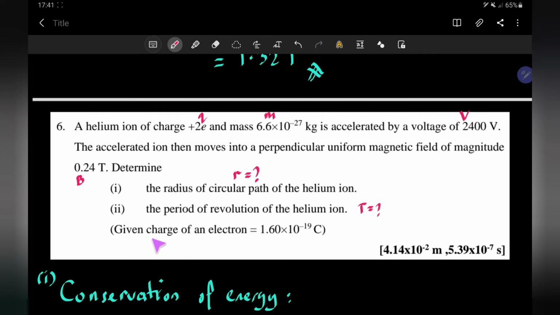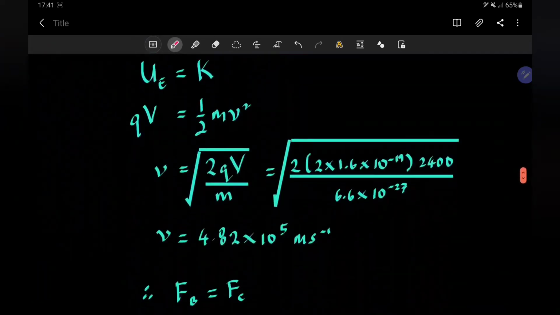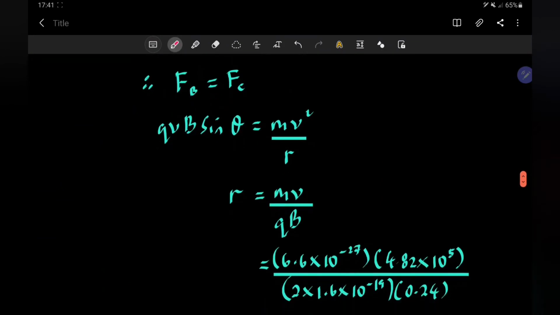Okay, so again, the charge of an electron is given as 1.6 × 10^-19 coulomb. According to this situation, they just give you Q, M, voltage, and also B. They ask you to find R and T. So in this case, we need to use this principle, isn't it?